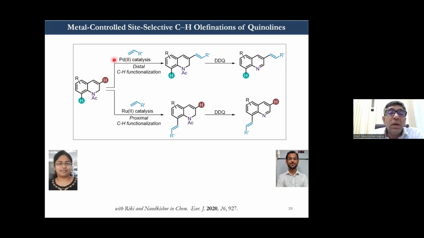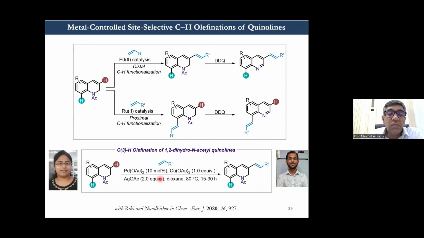So when you use palladium catalyst, the palladium acetate in trimeric state is pretty covalent, and it is soft as compared to the ruthenium catalyst, which is cationic. Therefore, the cationic catalyst is hard. A hard-hard interaction leads to a proximal functionalization, whereas a soft-soft interaction leads to a distal functionalization, as we can see here. So we were able to successfully do the functionalization at the C3 position with palladium catalysis.